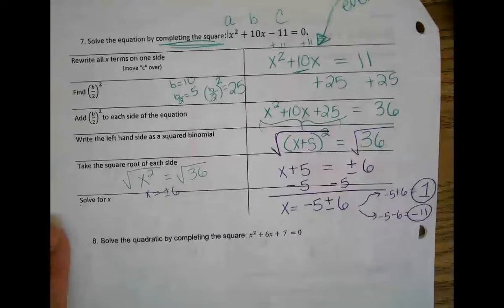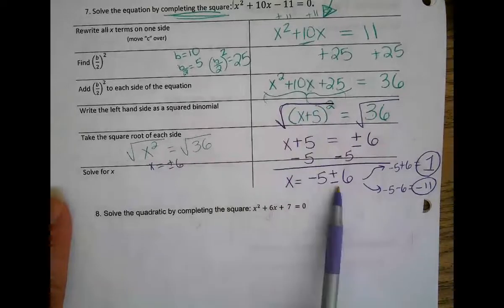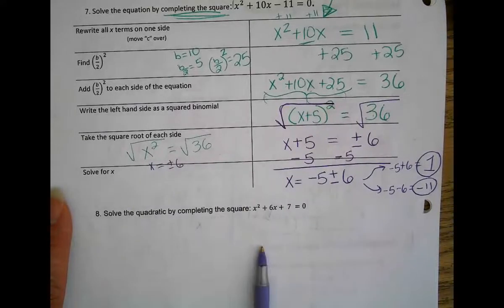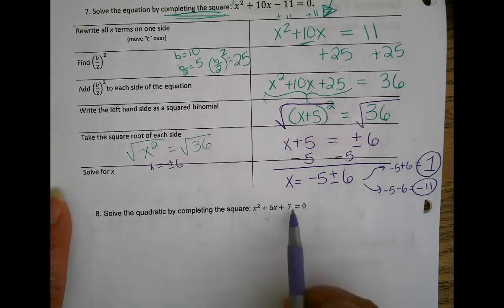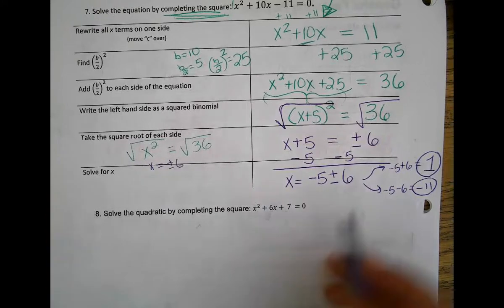Moving down to question number 8. I'm going to go through this process again for question number 8 here. Solve the quadratic by completing the square. X squared plus 6x plus 7 equals 0. Now, does anything multiply to 7, 1 and 7, and add to make 6? 1 and 7 adds to make 8. Negative 1, negative 7 adds to negative 8. So this is not factorable.